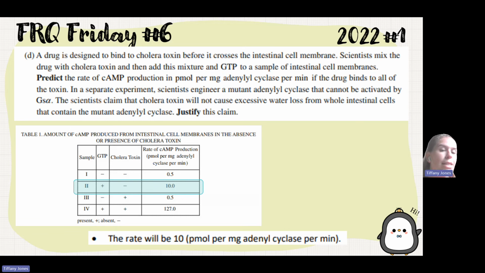So D: a drug is designed to bind to cholera toxin before it crosses the intestinal cell membrane. Scientists mix the drug with cholera toxin and then add this mixture and GTP to a sample of intestinal cells. So that means that we have the cholera and we have the GTP. So we want to predict the rate of the cyclic AMP production in picomoles per milligram of adenylyl cyclase per minute. So that's going to be some type of number. We're not going to say an increase or a decrease or a stay the same or a no effect, because it's asking us in a unit, which means there must be some number that I can use.